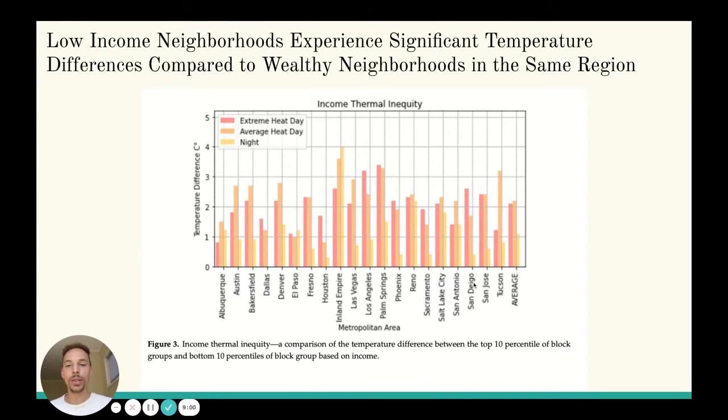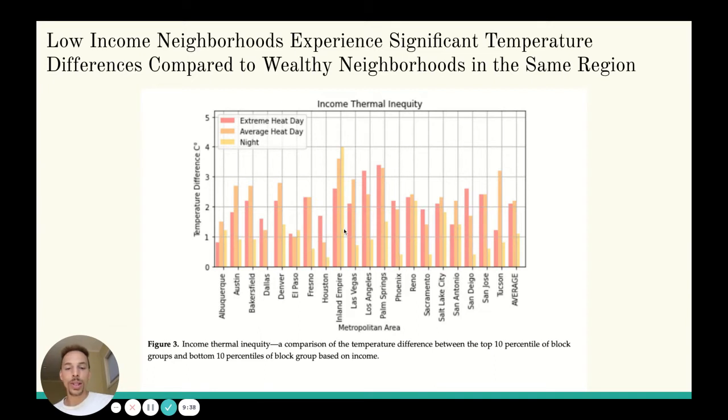And so actually, to gather what they found in this study is that low-income neighborhoods do experience significant temperature differences compared to the wealthy neighborhoods in the exact same region. What this shows is that they took temperatures on an extreme heat day, in pink, an average heat day, in brighter orange, and then nighttime, in orangey yellow. The differentials are between the lowest decile group, the lowest 10% in terms of income, and the top 10% in terms of income.